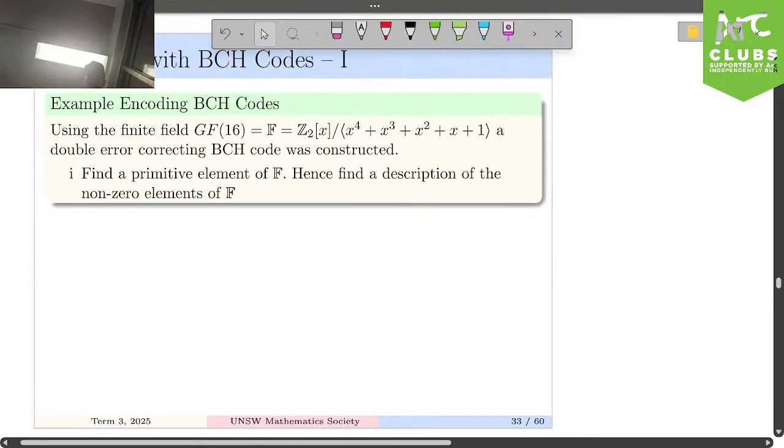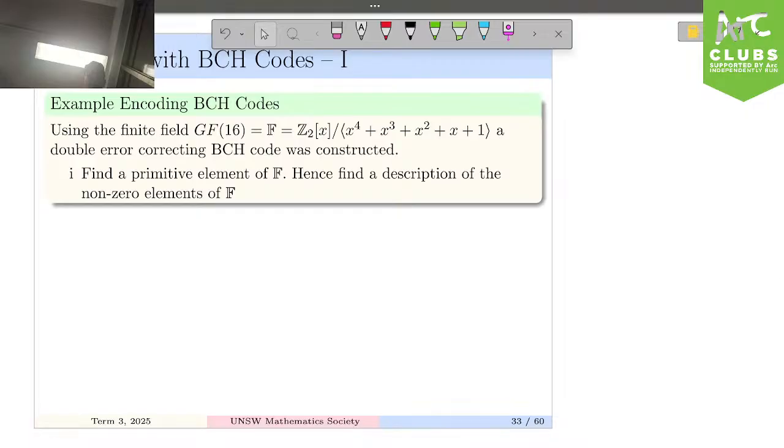Let's now get into an example. So, example encoding for BCH codes. So here's a question. Using the finite field F, a double error-correcting BCH code is constructed. Find a primitive element of F, and hence find a description of the non-zero elements of F. So, find a primitive element. How do we do it? Well, we just have to find an element with order 16 minus 1.